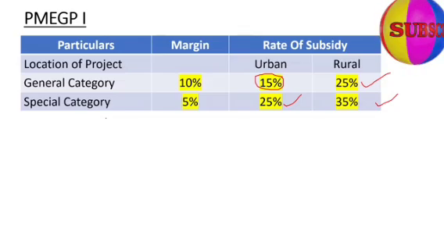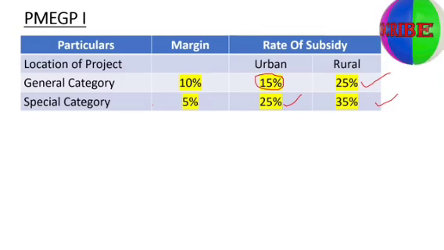So all these will come in special category. Physical challenge also, yes. Okay. So special category will get 25% subsidy in urban area and 35% subsidy in rural area. And margin for general category is 10%, special category it is 5%. Yes, transgenders also.